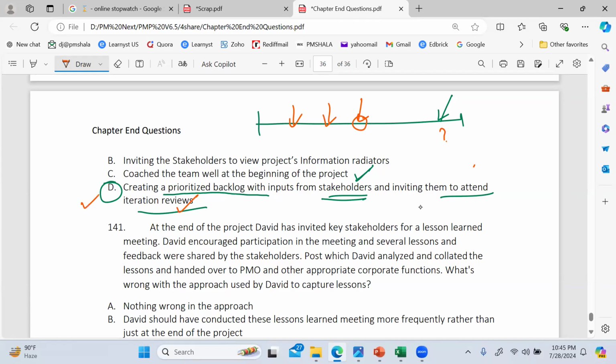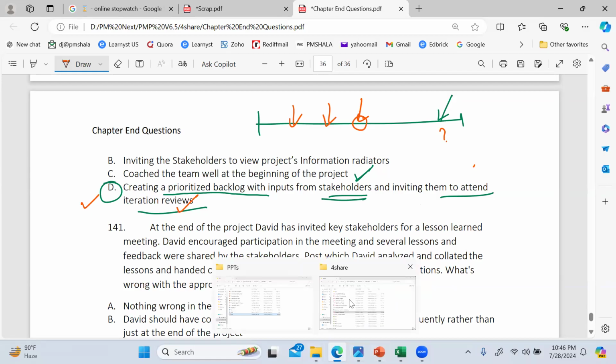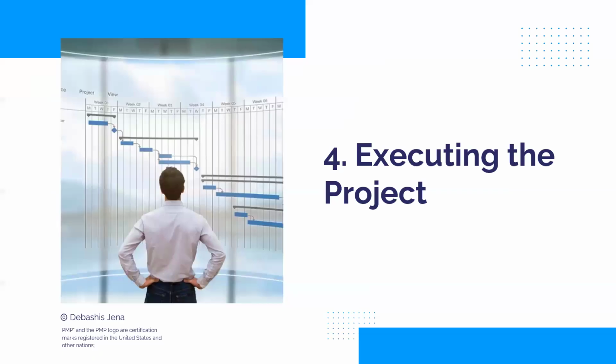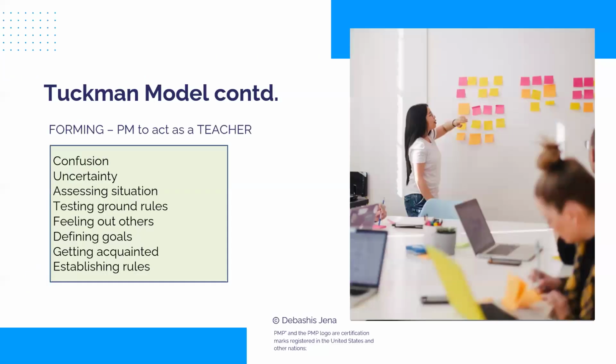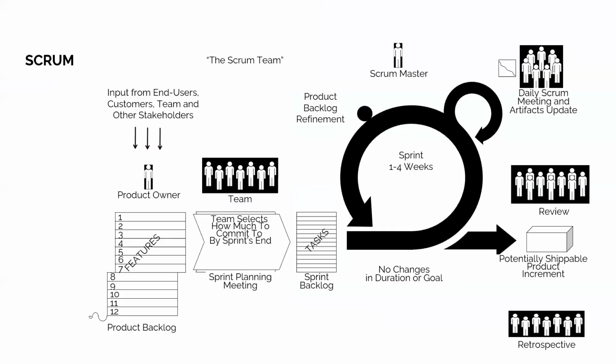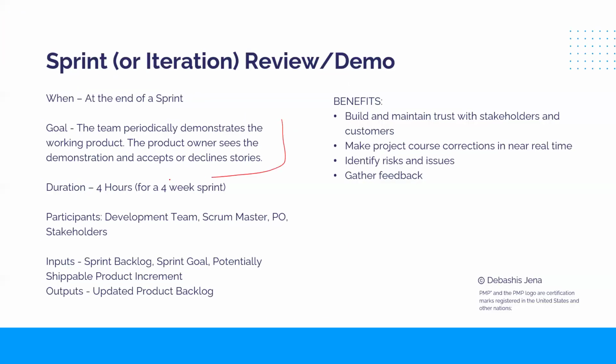Is an iteration review the same as a retrospective? No, not at all. I'll take you back to the slides. Review is where you provide a demo of the product, while in retrospective there is no demo. In retrospective you discuss what's working, what's not working, what improvement to do. Look at review: the team is providing a demonstration of the product, and the product owner is going to accept or decline the user stories that were built in the sprint. No feedback, no lessons and all.